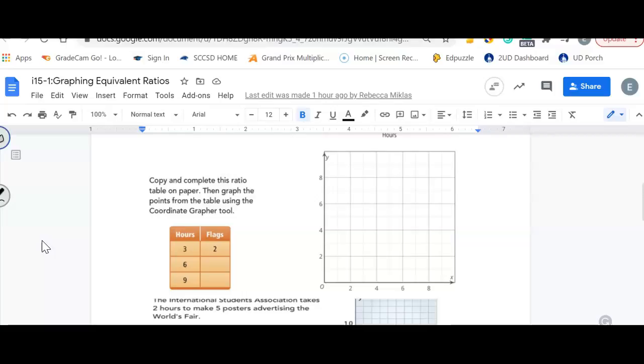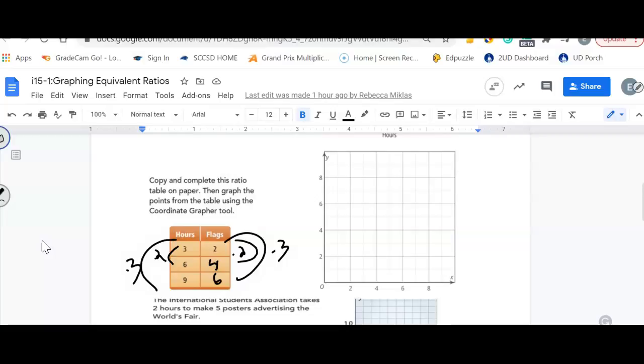Okay, it says copy and complete this ratio table on paper, then graph the proportions of the table using the coordinate graph. Okay. So, if in 3 hours we make 2 flags, in 6 hours, how many flags are we going to make? Jack, thank you. 4. We get there by multiplying by 2. If we have 9 hours, how many flags are we going to make? Paige? That's 6. We get there by multiplying by 3.